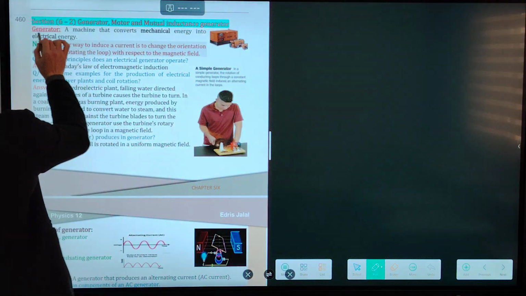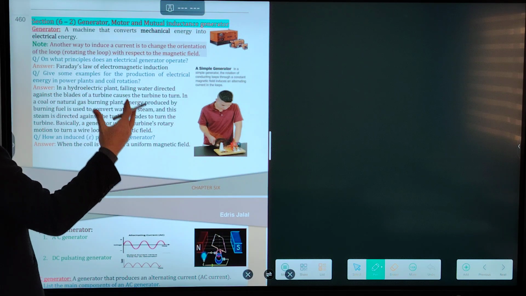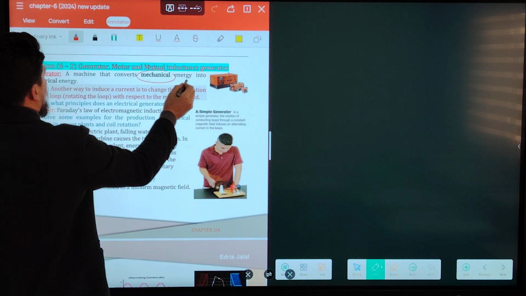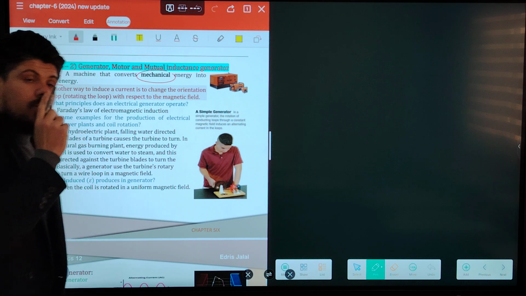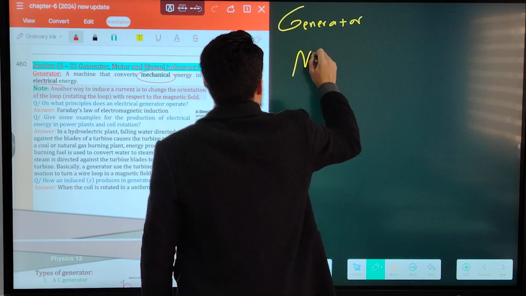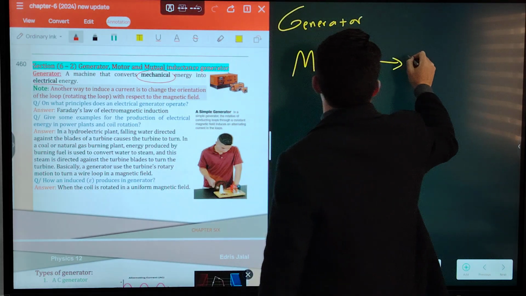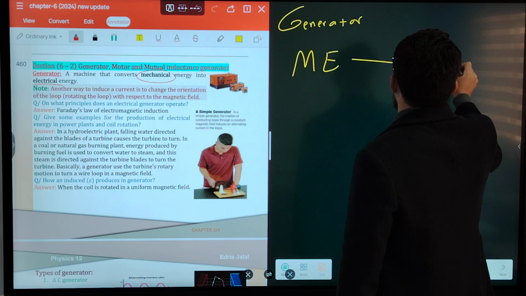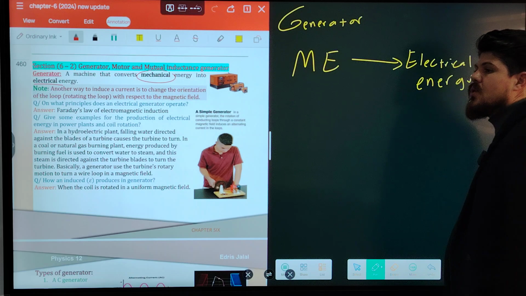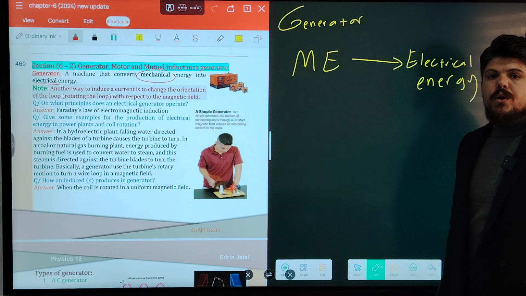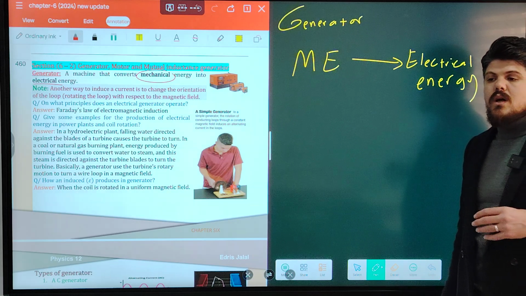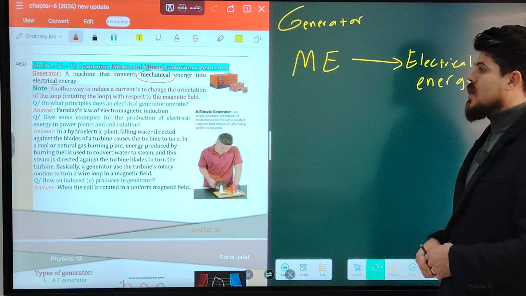The first definition in this section is generator. What is a generator? A machine that converts mechanical energy into electrical energy. In a generator, mechanical energy is converted to what? Electrical energy. How? Like by falling water, by a windmill, or by burning fuel. It warms the water and becomes vapor, and this steam hits the blades of the turbine. It rotates the object.